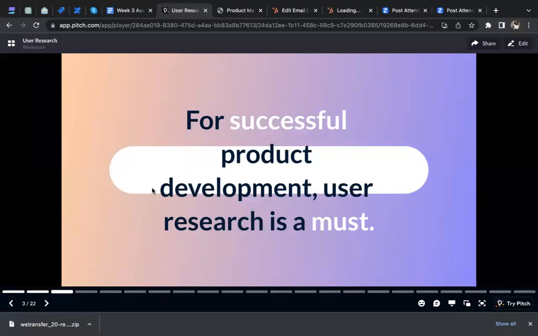So my quote for this class is, for successful product development, user research is a must. It's not a should. It's not a thing of a will. It's not a probability. It's not a chance thing. It is a must. Yeah, and you guys are going to see why in the next few slides.